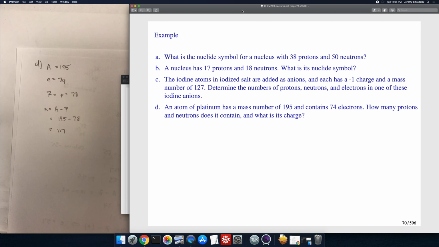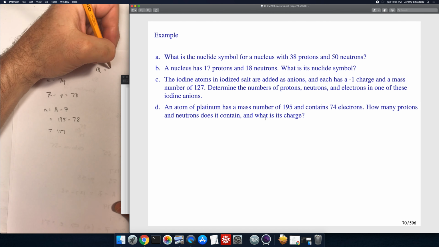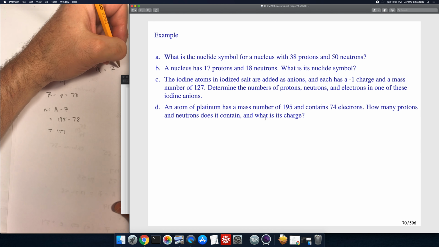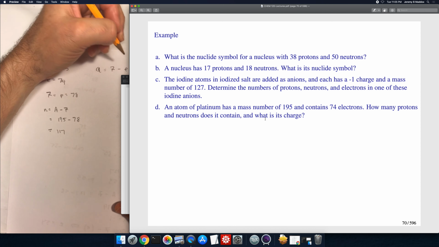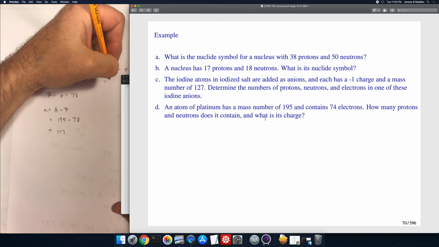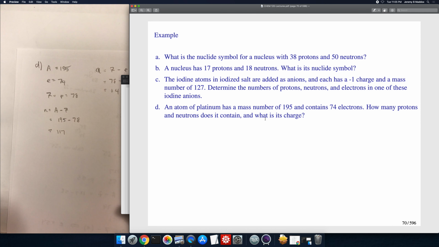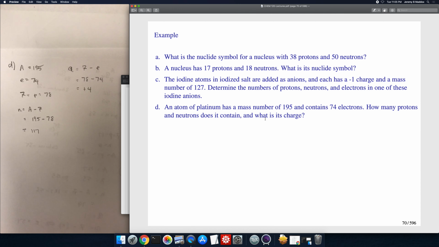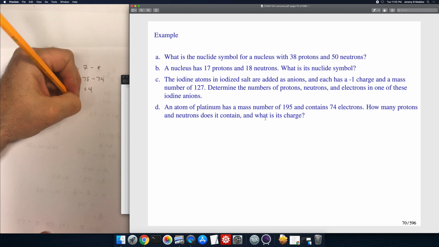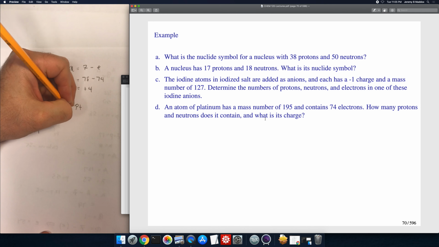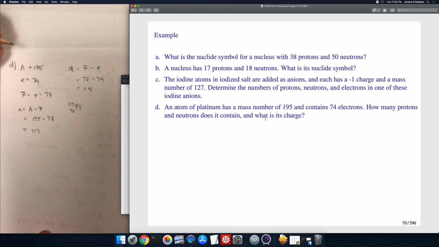What else did they want us to do here for platinum? What is its charge? Okay, so the charge will be the atomic number, the number of protons, minus the number of electrons. Okay, so in this case we've got 78 minus 74, so we are going to wind up with a +4 for the charge on the platinum. And so we could write that as platinum. We put 78 down here, 117 goes up there, and then we would put the charge as 4+ for this particular ion. Okay?